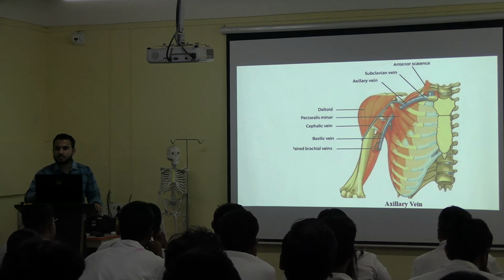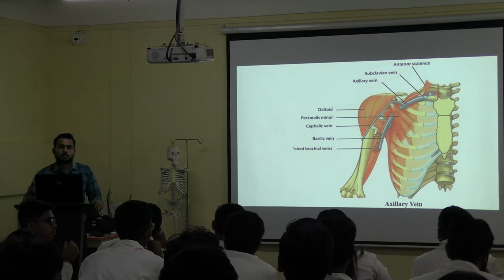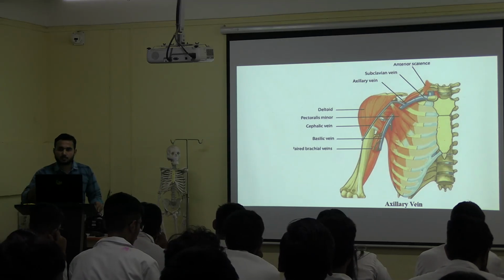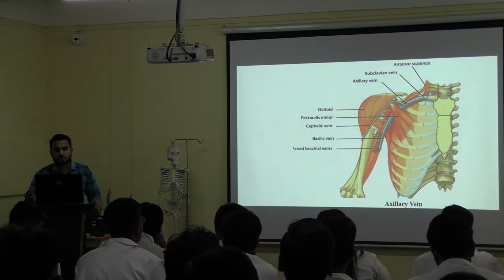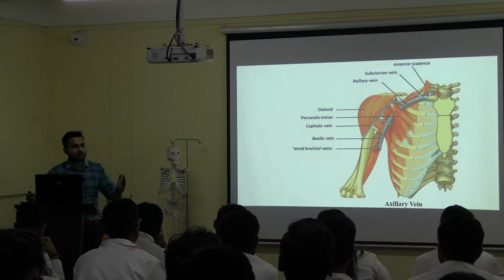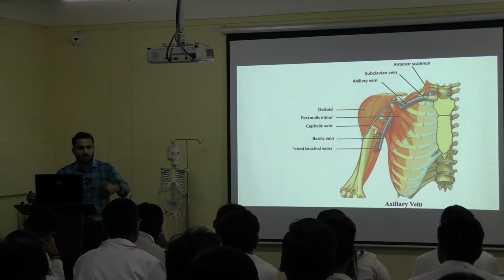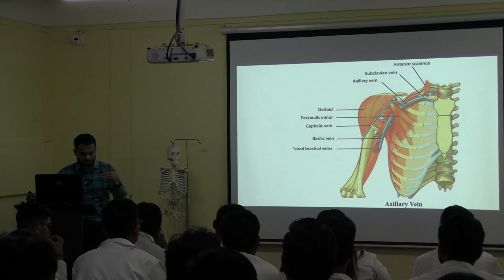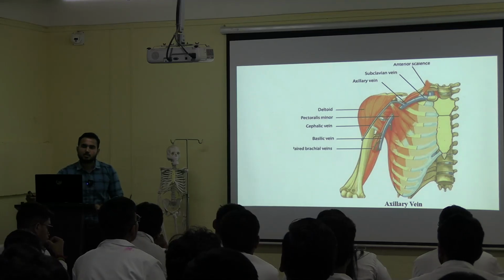But here what happens? The cephalic vein terminates and the axillary vein starts at the lower border of the teres major muscle. Ulta hota hai. Okay, completely opposite to each other, because the direction of the flow of blood is opposite. That's why origin and termination will also be opposite.